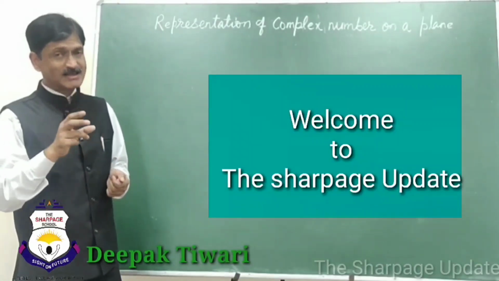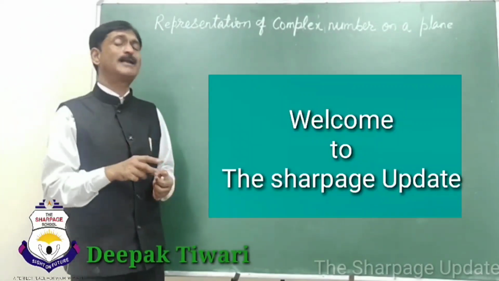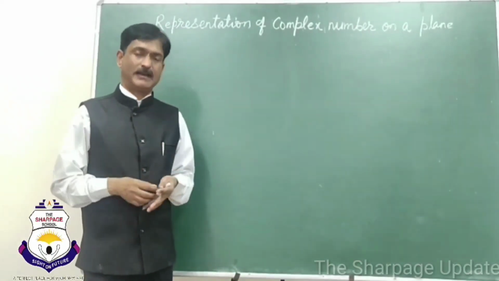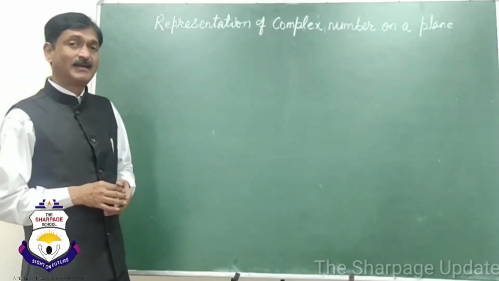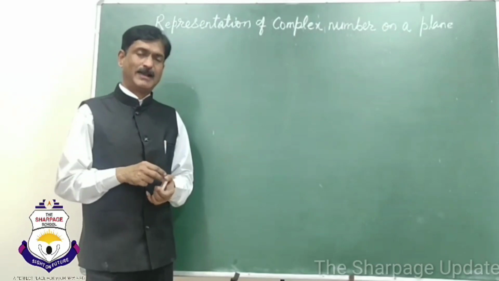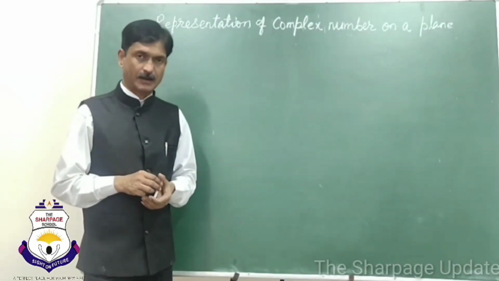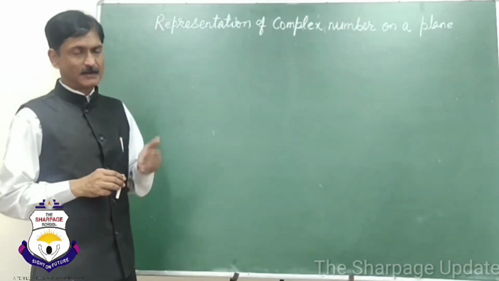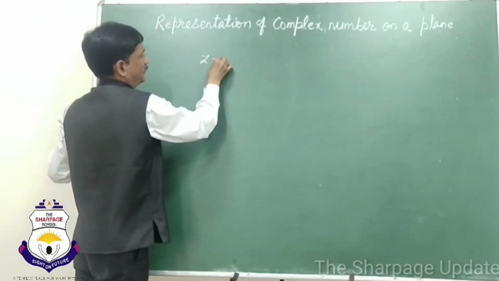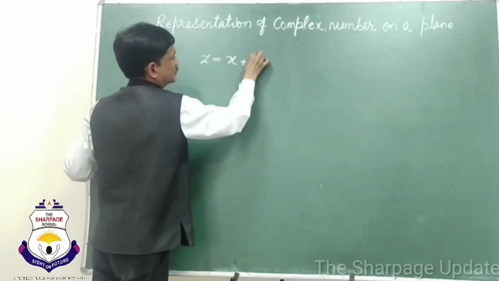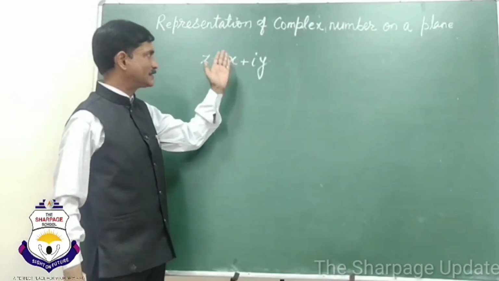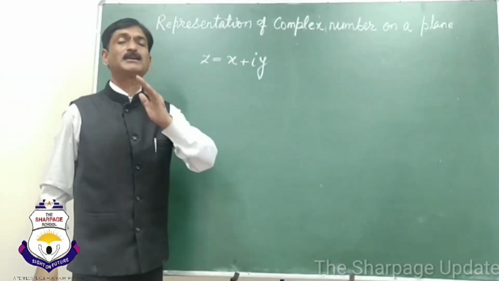Remember, the complex plane is also known as the Argand plane or Gaussian plane. The diagram which represents a complex number on a plane is known as an Argand diagram. For representation, suppose we have a complex number z equal to x plus iy, and we are representing this complex number on a complex plane.